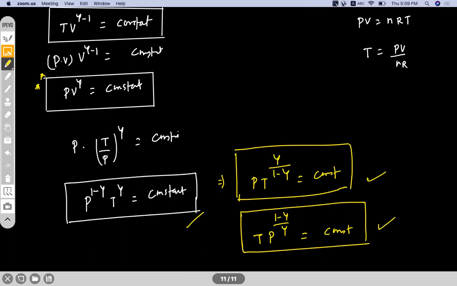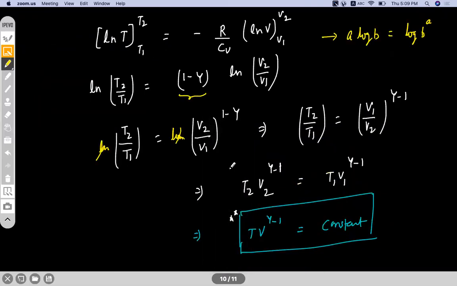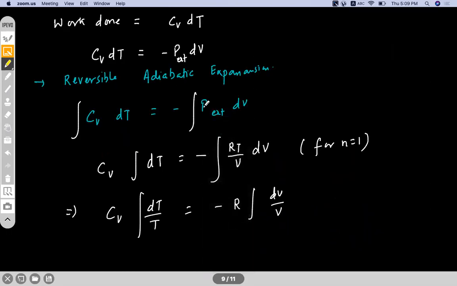Now, what we discussed is only for the reversible adiabatic process. Keep that in mind. This is only for the reversible adiabatic process because that is the condition we applied over here. If it is reversible, then only can we keep this under the integral sign. So the expression we get is for the reversible adiabatic process. If it is irreversible, then we have already done it: P external will be outside, and the formula would be V2 minus V1.